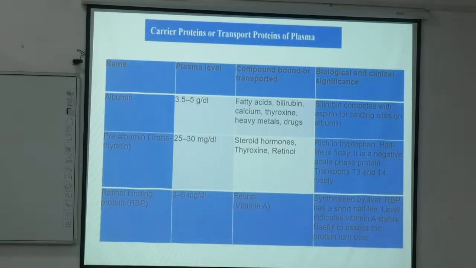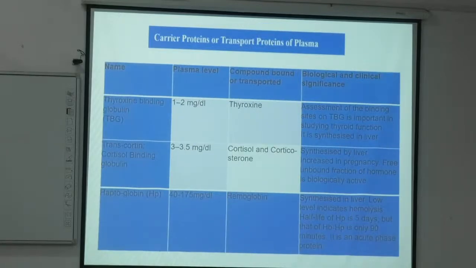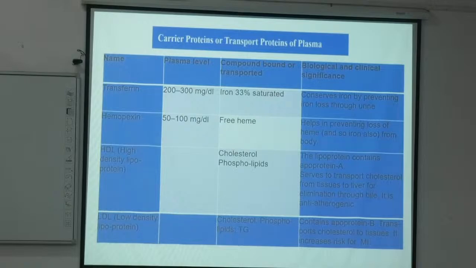And it will displace. So there will be some amount of problem in interpretation in the disease conditions. If a drug is administered, there will be false elevation of some free hormones or free other substances which are carried by the albumin. So this transport protein you just read, I am not covering.